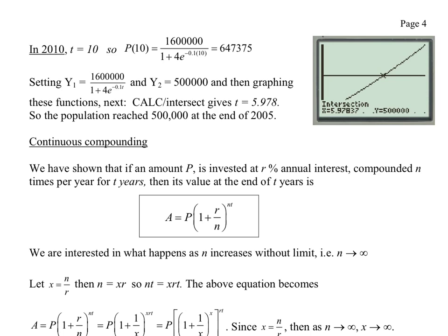Then do second calc, intersect, press enter, enter, put the cursor over here and press enter again, and it should tell you the x value and the y value. The x value is how long it would take, so that's 5.97, so that's right at the end of 2005.